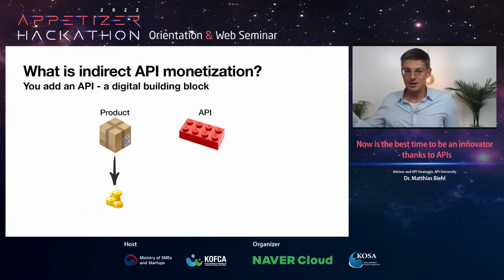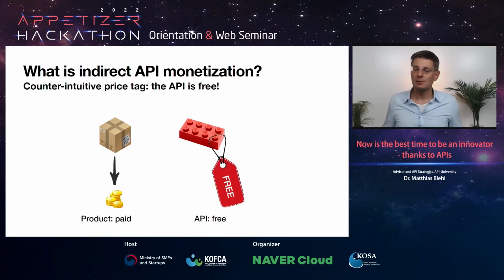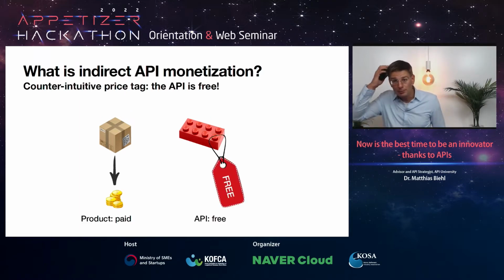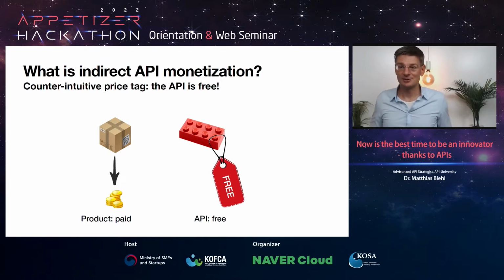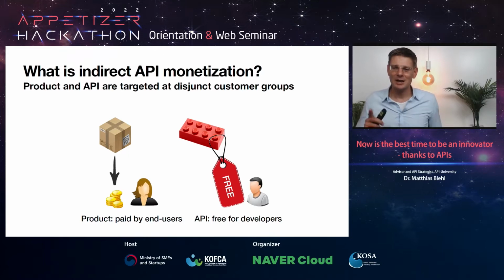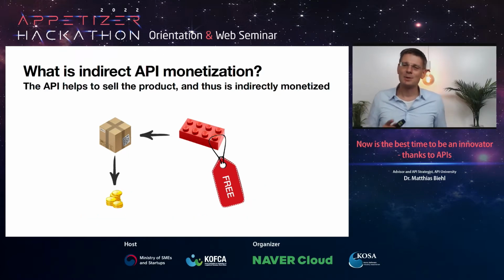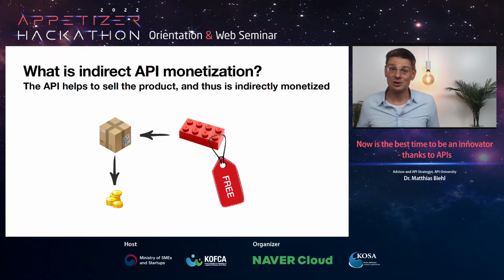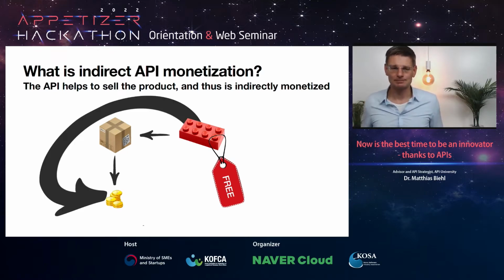Now you put an API next to this product, a digital building block, and this API is given out for free. People say, what? You want to monetize it, right? You give it out for free, but you give it out to different people, not to your regular end users that buy your product. You give it out to developers. And you give those developers a task, because you create the API in such a way that the API helps you sell more of your already existing products. And that way, the API is indirectly monetized.